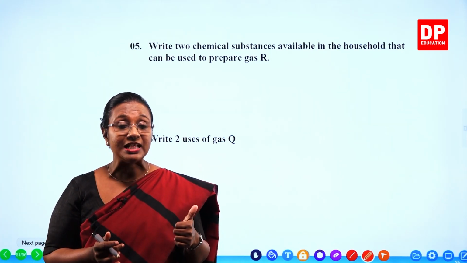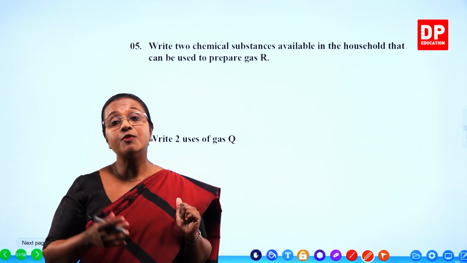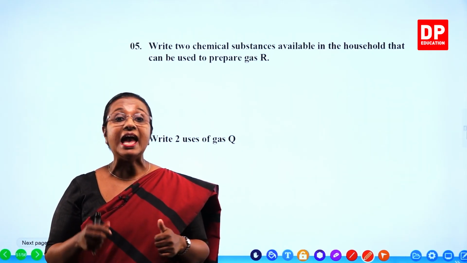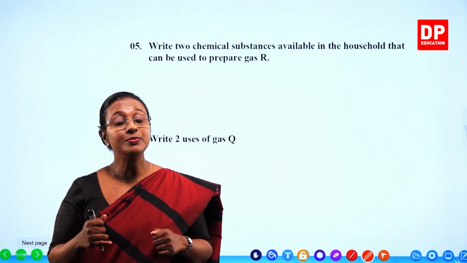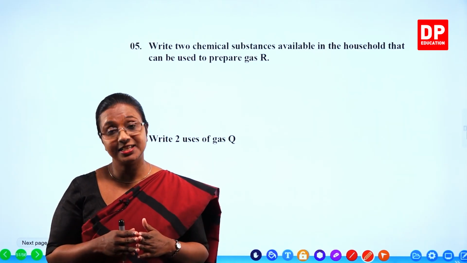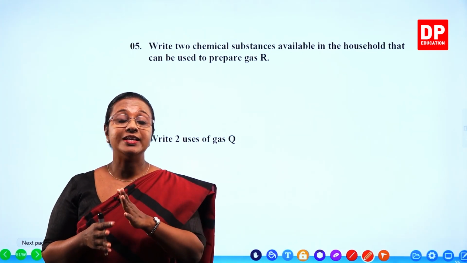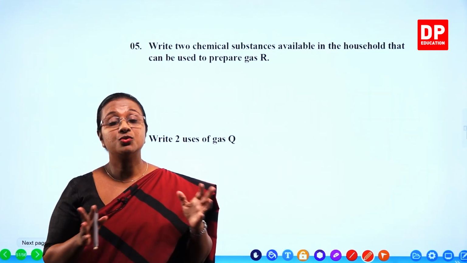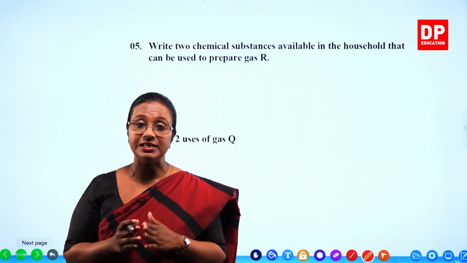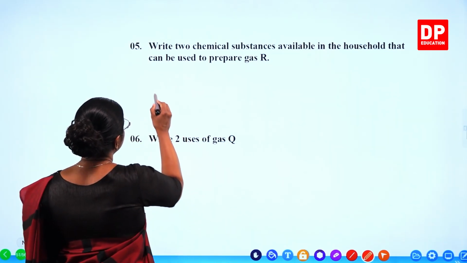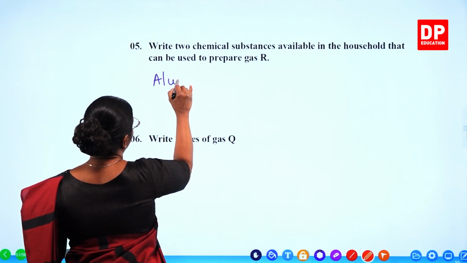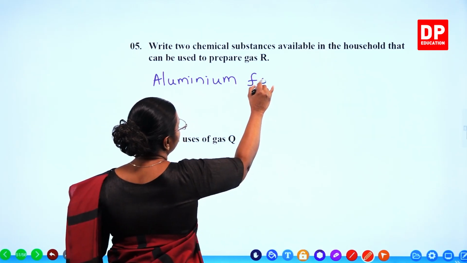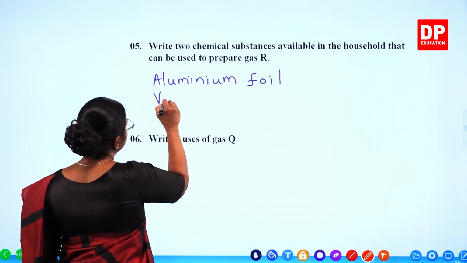You all are familiar with aluminium. We get aluminium foil in the household. So aluminium is a metal and vinegar. What is vinegar? Vinegar is acetic acid. So aluminium with acetic acid will produce hydrogen gas. So we can use those two to do this activity. So here I can say aluminium or aluminium foil and vinegar.